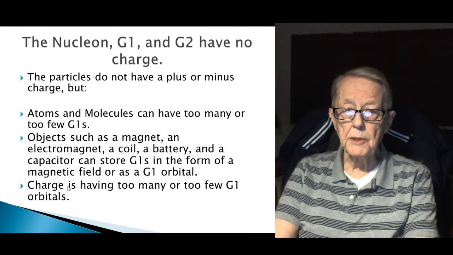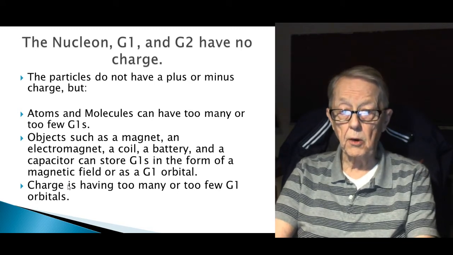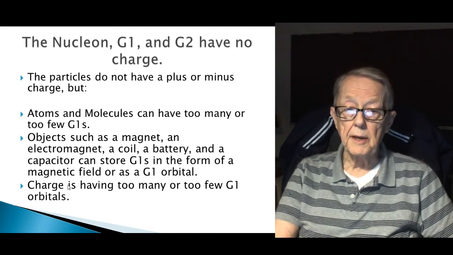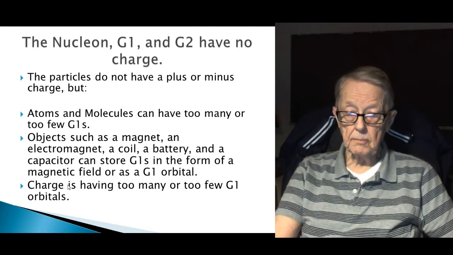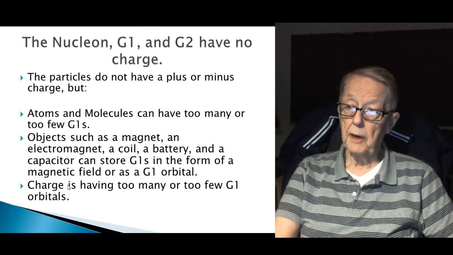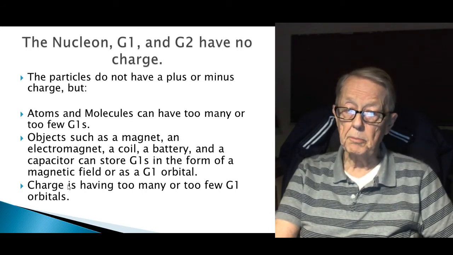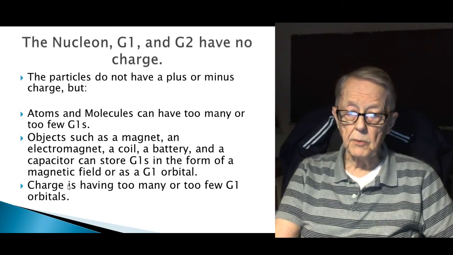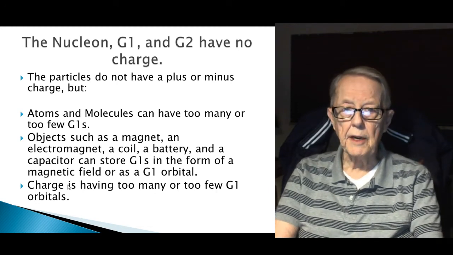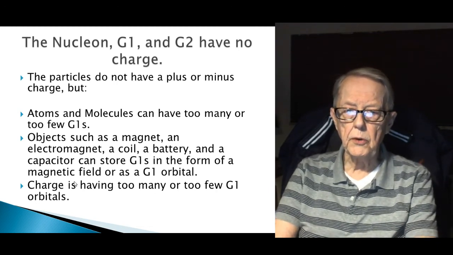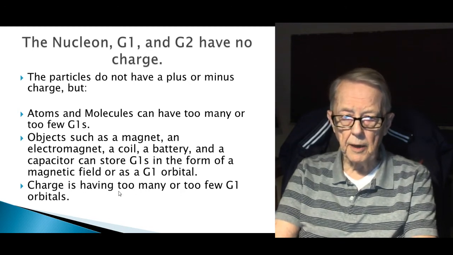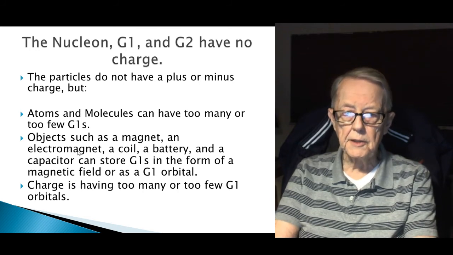Objects such as a magnet, electromagnetic coil, battery, and capacitor can store G1s in the form of a magnetic field. Of course, they can also store them as orbitals, but that's not the main point of the electromagnetic coil and battery. The G1 orbitals exist in all objects. Charge is having too many or too few G1 orbitals. This bottom line is the static charge. This is the dynamic charge.